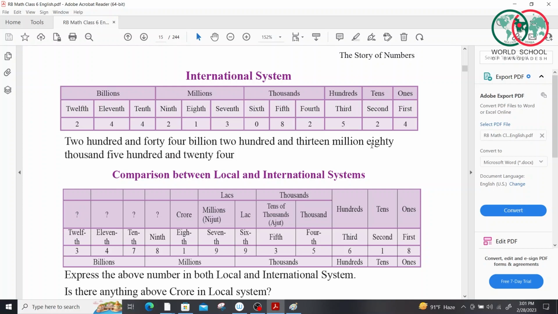So 80,000. We have to write 80,000. I guess they have made a mistake. Here it is 80,000, but they have written 82,000. So probably here it should be written 82, or there should be 0. Suppose we take it as 80,000, so it will be 8, 0 in 4th position, 0 in 5th position, 8. And they asked 13 million. So from the million position we'll go 3, 1, 13 million.